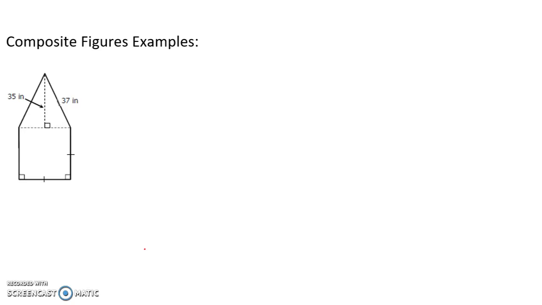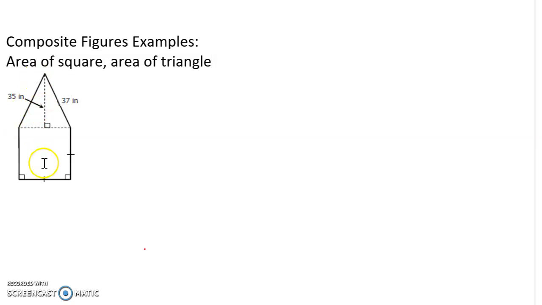So for this problem, I see a triangle with a height and the hypotenuse shown, and then I see a square on the bottom. So I know I need to find the area of the square, and I need the area of the triangle. Because they are put together, I'm just going to add them up at the end.